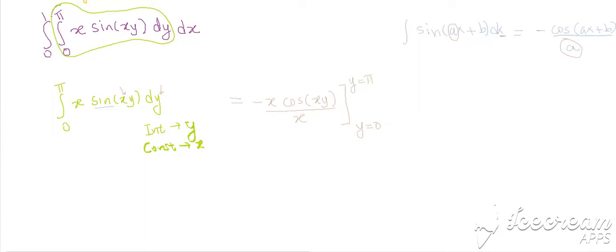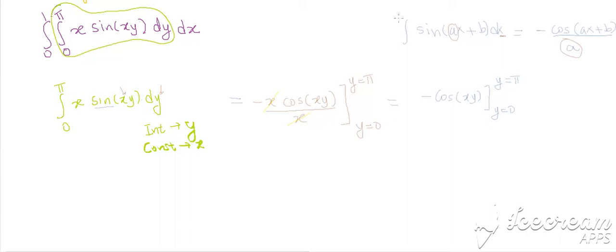Now before substituting the limits, it's always better to simplify this term. Now we can see that there is x in the numerator and denominator, so we cancel them with each other. We cannot cancel this x with the x inside because it is inside the angle. Now after simplification, what does it become? It becomes minus cosine xy, y varies from 0 to pi.